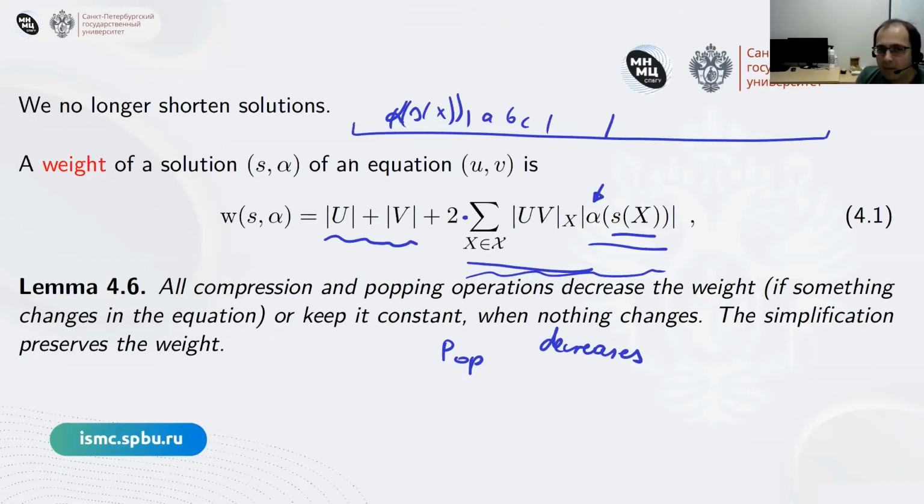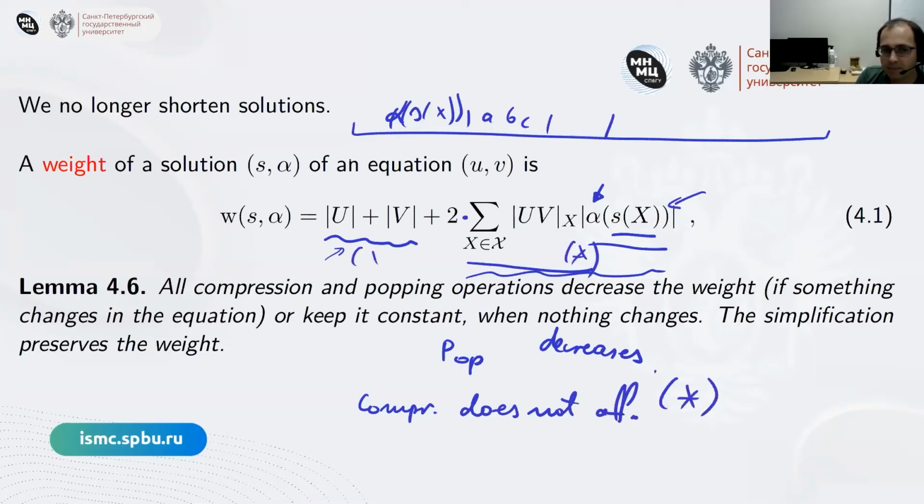Okay, at the same time, when we make the compression, the compression could decrease this part, but it doesn't affect this part, because when we compress AB, alpha still assigns this new letter the same string as originally, so the compression does not affect this second part. And here it can decrease those 2 stars. It could keep it the same if there is no compression, but it could also decrease it.